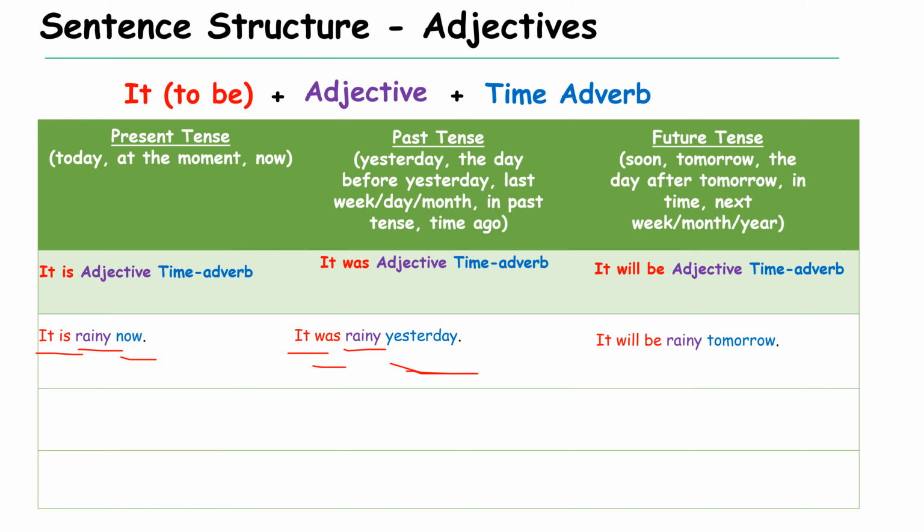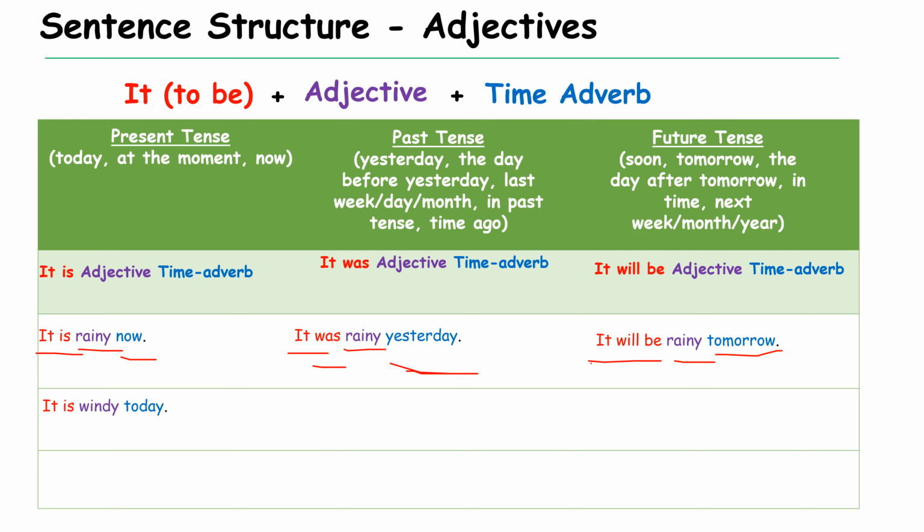It will be rainy tomorrow. Once again, we start with it will be, which is in the future tense, and then we add the adjective, which is rainy, and then we finish the sentence with the time adverb tomorrow.